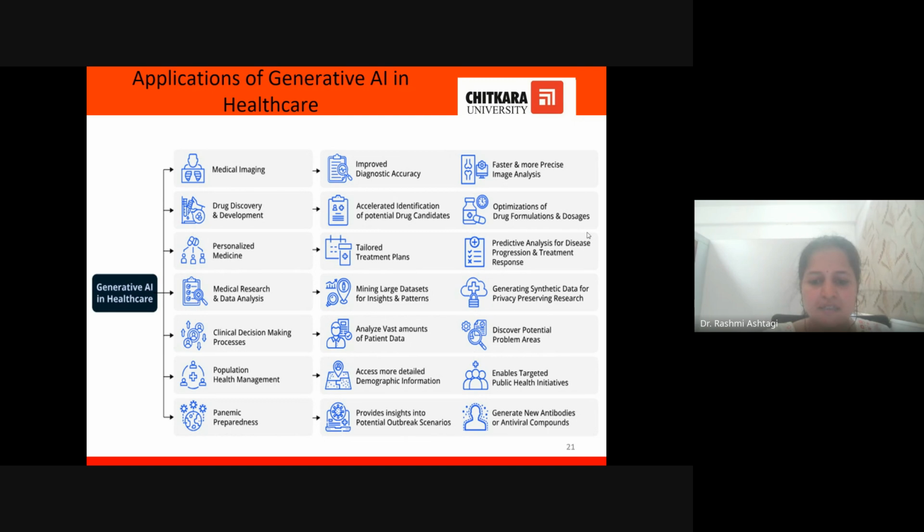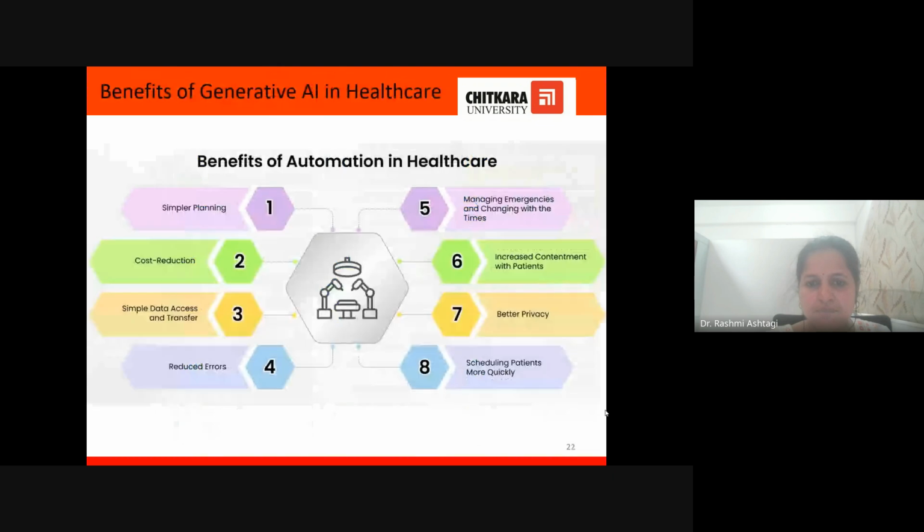And we will have a very good one, that is access to more detailed demographic information. Then it enables targeted public health initiatives, then population health management. It will help us generate new antibodies and antiviral compounds and so on. We have many applications of generative AI. So these are the benefits.